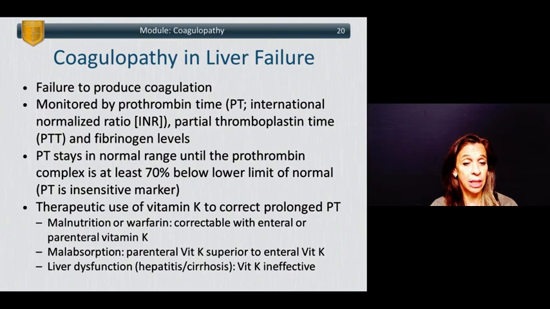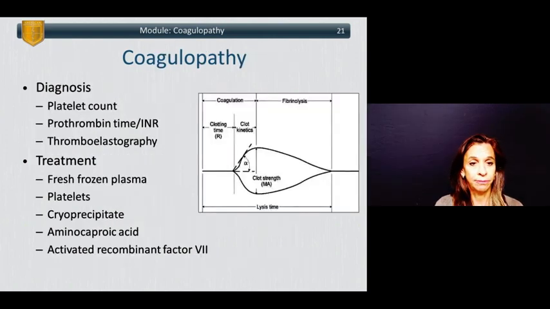It will also reverse warfarin-induced prolongation of the PT. It's correctable with both enteral as well as parenteral vitamin K, so you can give it orally or you can give it subcutaneously. To treat malabsorption of vitamin K, though, you would need to give parenteral or larger doses of oral vitamin K. In liver dysfunction, true hepatitis or cirrhosis, then vitamin K is ineffective.